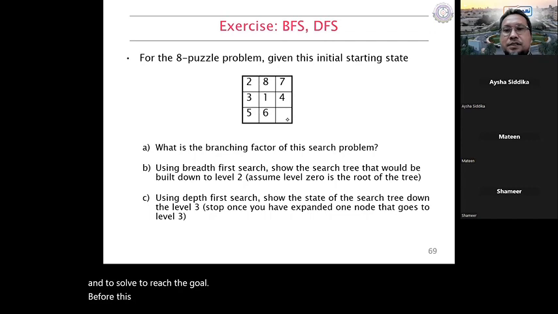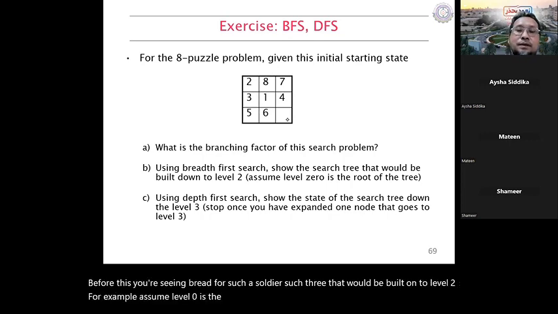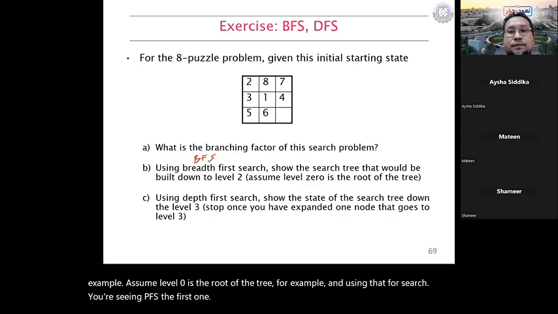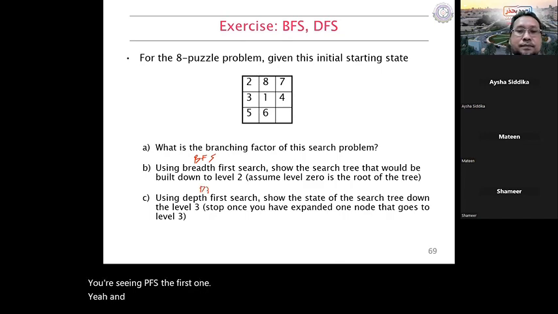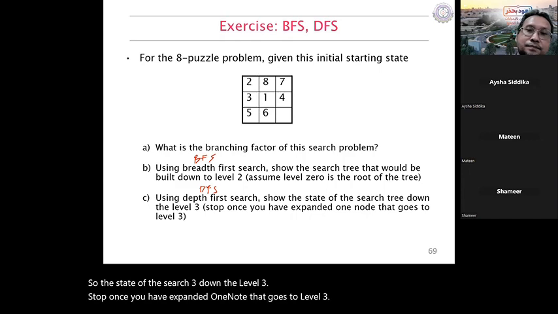Using breadth-first search, show the search tree that would be built down to level 2, for example, assuming level 0 is the root of the tree. And using depth-first search, show the state of the search tree down to level 3. Stop once you have expanded one node that goes to level 3. Right, so this is the exercise.